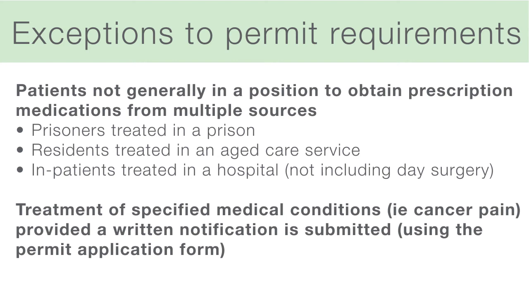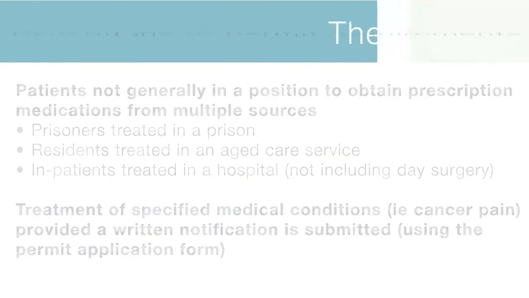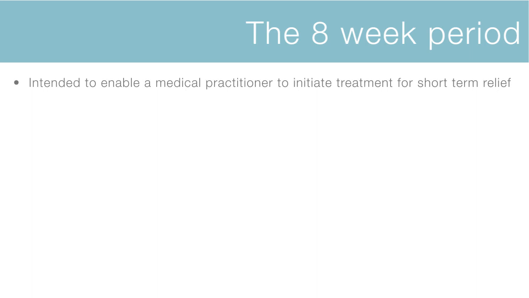The permit form also has a cancer notification form. So there is a form you have to fill out, but it's not strictly a permit and you won't get a permit back for that. To summarise, the 8-week period is basically intended to allow you to initiate short-term relief if appropriate, and most short-term acute settings will have settled well within the 8-week period.